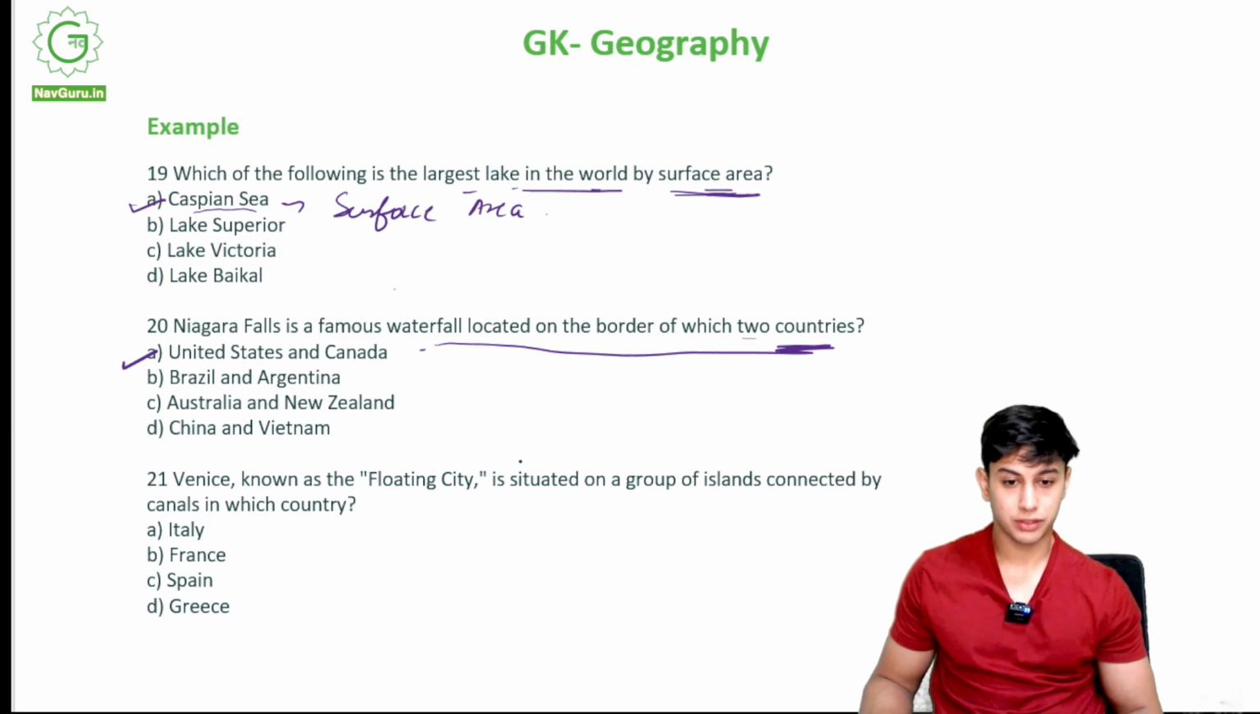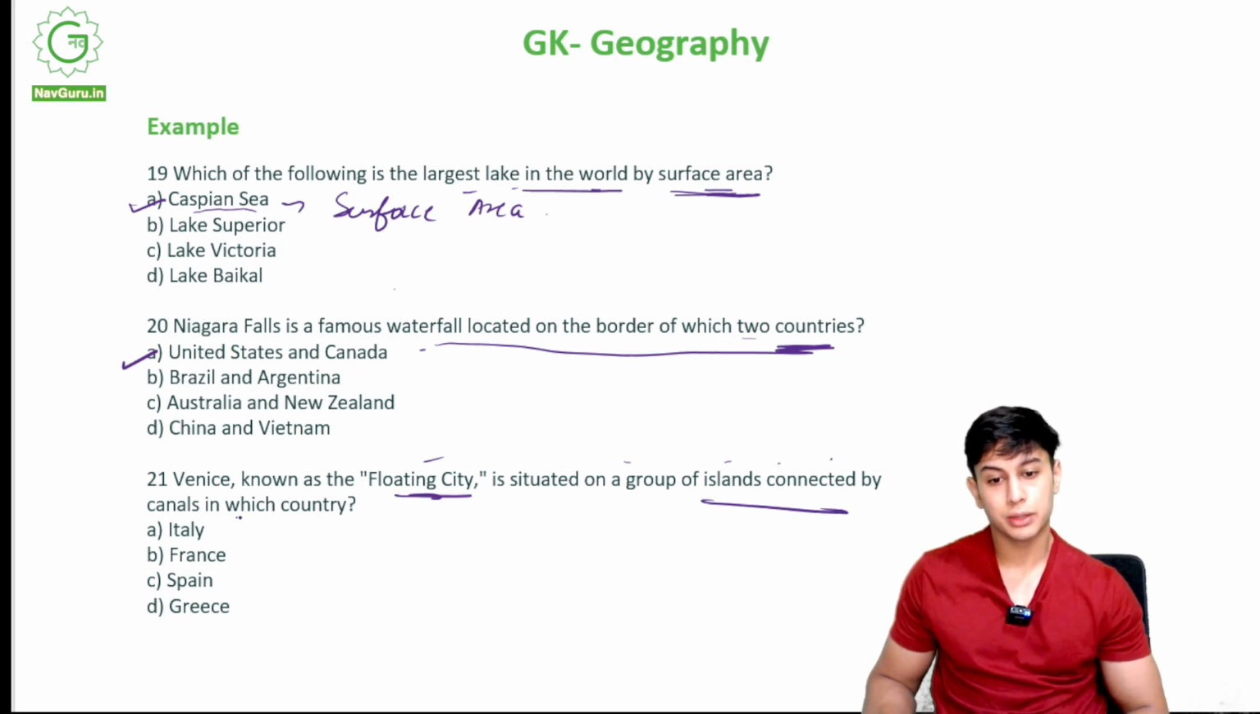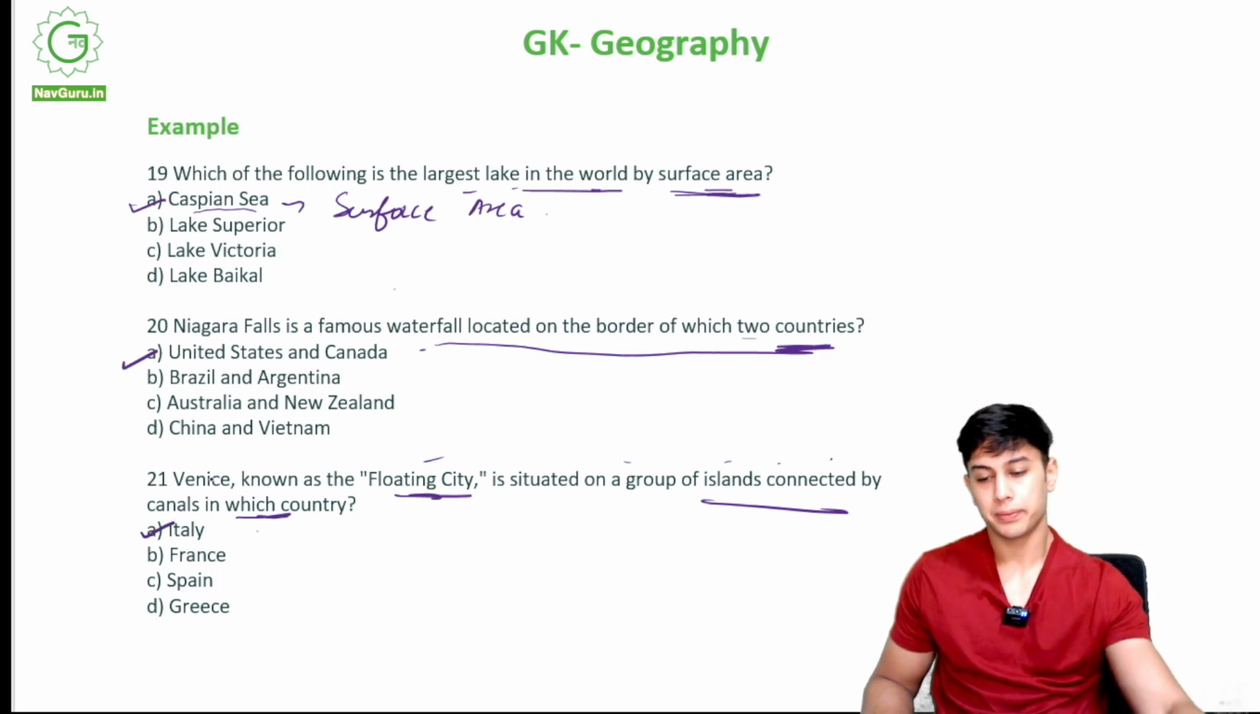Venice, also known as the floating city, is situated on a group of islands connected by canals in which country? Okay, so the floating city means it is floating on water. Is it Italy? Is it France? Is it Spain? Or is it Greece? So the floating city, that is Venice, is situated in A, Italy.